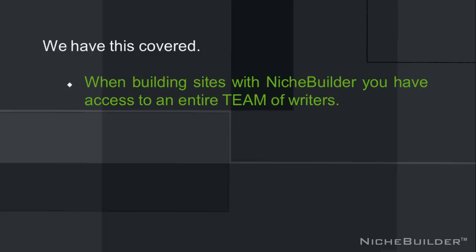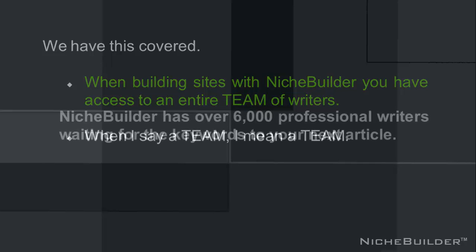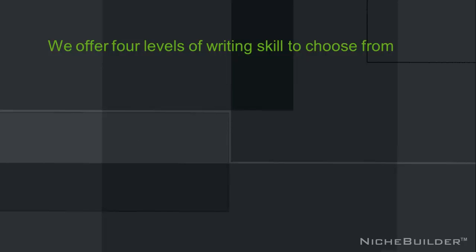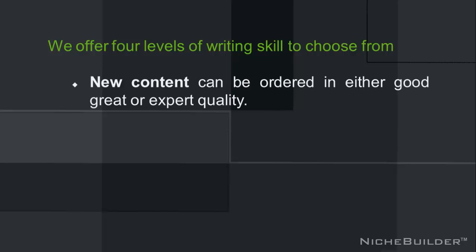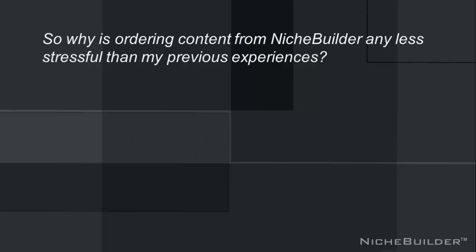We have this covered. When building sites with NicheBuilder, you have access to an entire team of writers. When I say a team, I really mean that. NicheBuilder has over 6,000 professional writers waiting for the keywords to your next article. We offer 4 levels of writing skills to choose from. Each level can be ideal depending on what style of content you're looking for. New content can be ordered in either good, great, or expert quality. Rewritten content can be ordered at a basic level, but it can also be ordered at the good, great, or expert levels as well.